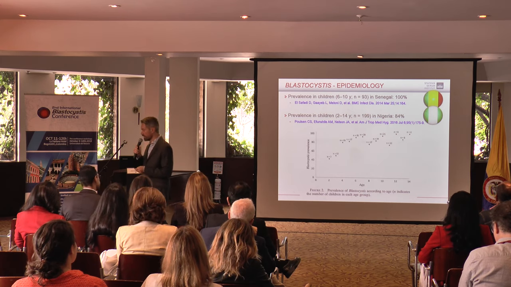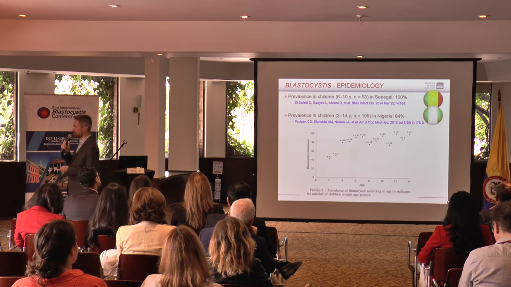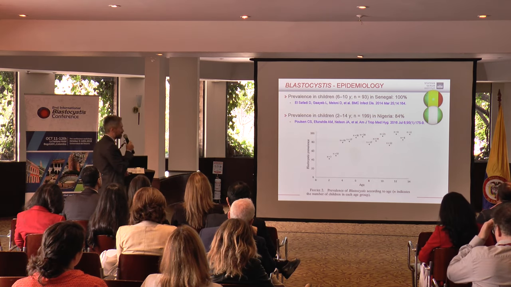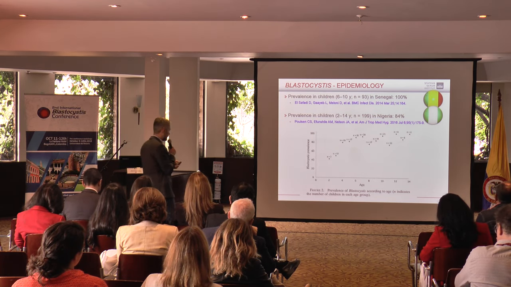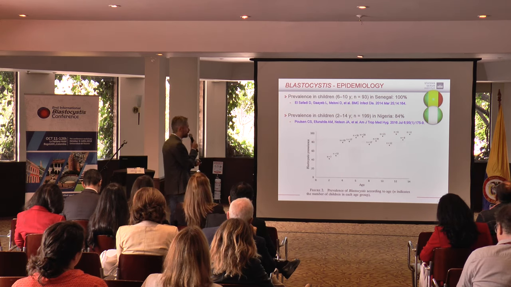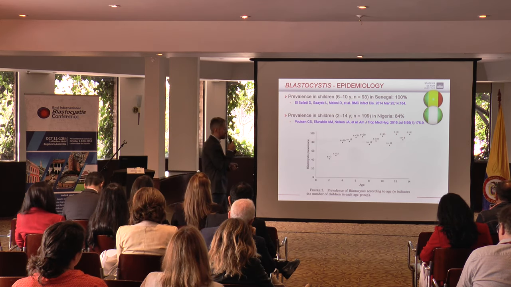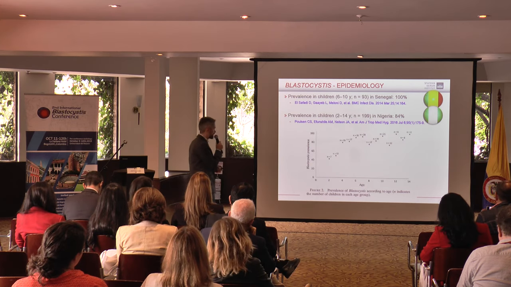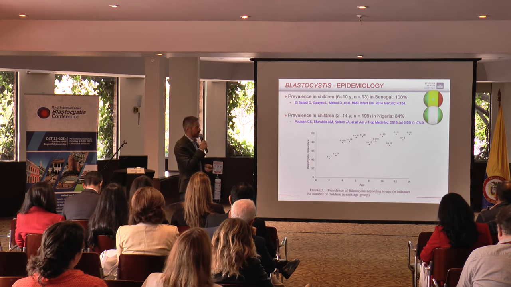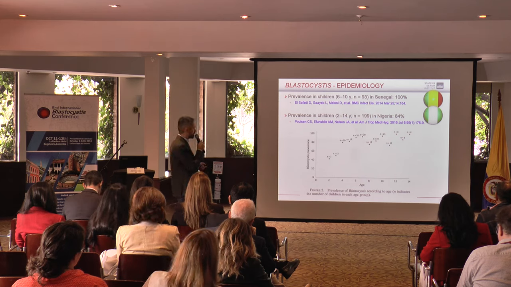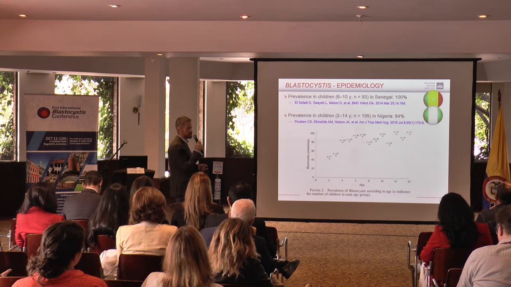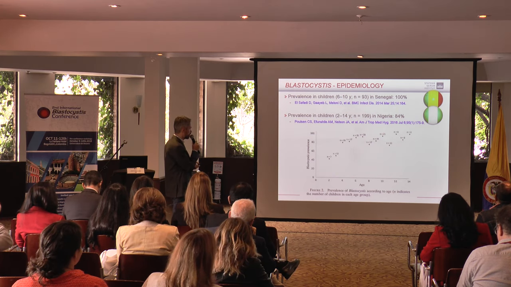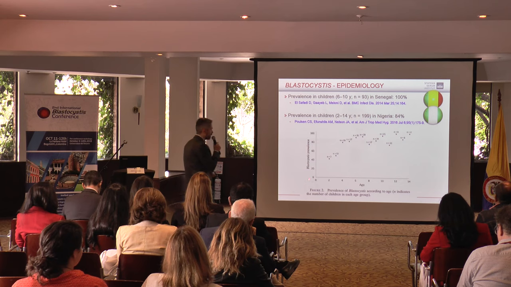Prevalence-wise, if you go to Africa and use real-time PCR, you will see that Blastocystis is almost an obligate finding. Actually, in Senegal, the French team identified a prevalence in the children of 100%. We did a similar study with samples from Nigerian children. The prevalence was 84% based on real-time PCR observation.